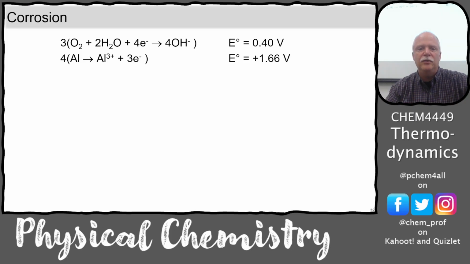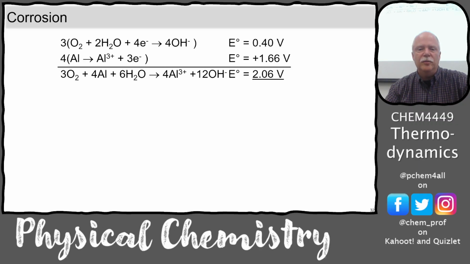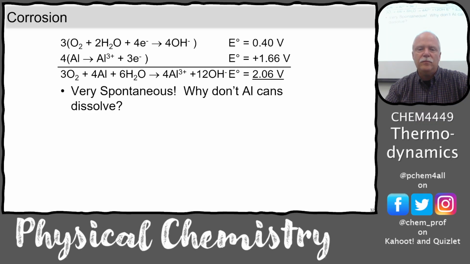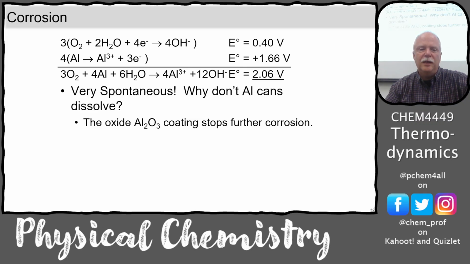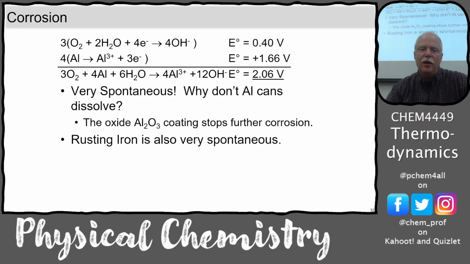So here we have O2 making this reduction of oxygen and oxidizing aluminum. And this is a very spontaneous cell. It's 2 volts. And so why don't aluminum cans dissolve? Well, the oxide coating stops further corrosion. So coating is really the key to stopping corrosion, keeping oxygen and the metal apart.